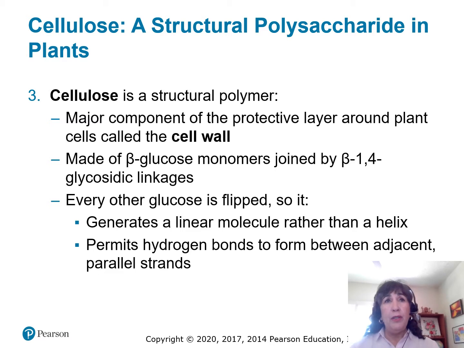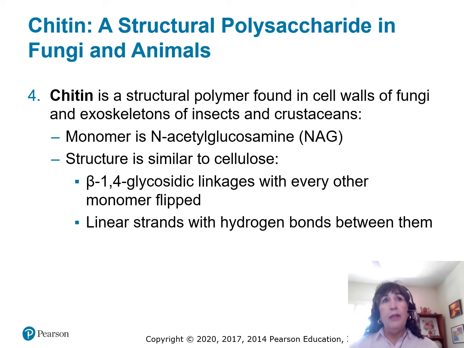Then we have cellulose, and notice it ends in O, so we know it's a sugar. This is also a polysaccharide. But instead of having alpha 1,4-glycosidic linkages, it has beta 1,4-glycosidic linkages. So it means that every other glucose is flipped. It generates a linear molecule rather than a helix, and it permits hydrogen bonds to form between adjacent parallel strands. A beta 1,4-glycosidic linkage is very strong, and very few organisms can actually break that linkage. Okay, so let's go back to the idea of cellulose before I talk about chitin.